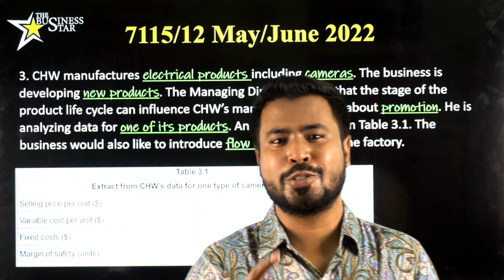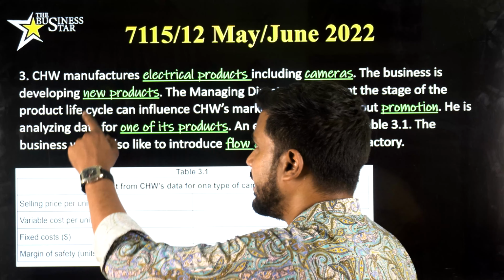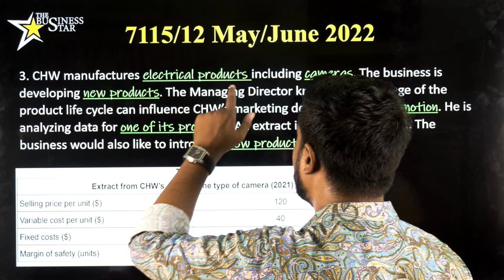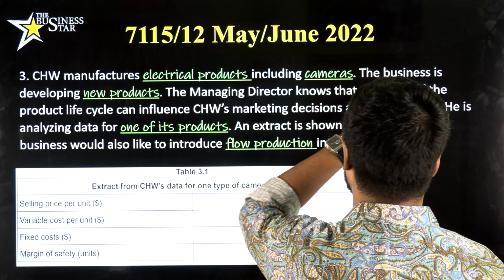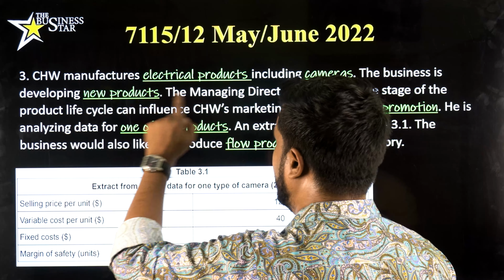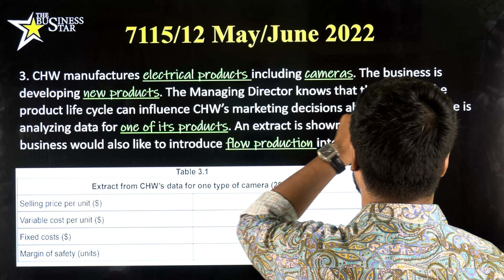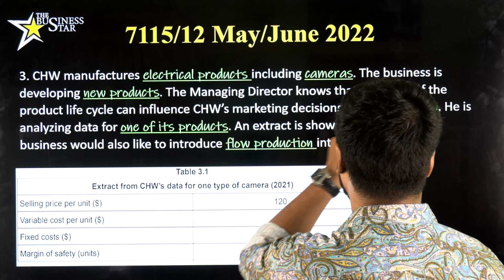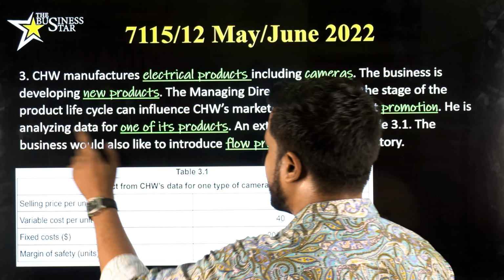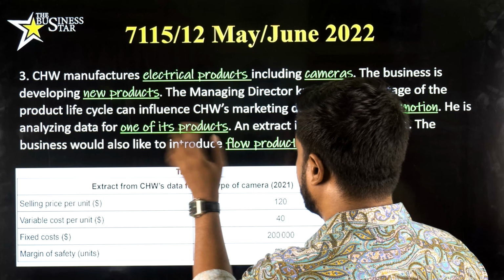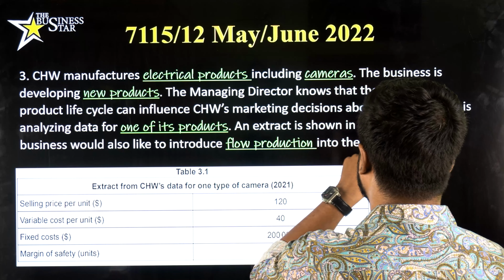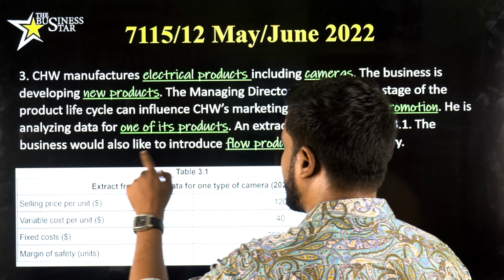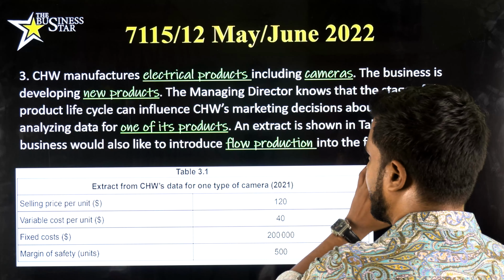So business starts. Moving on to question number 3, which is CHW manufactures electrical products including cameras. The business is developing new products. The managing director knows that the stage of the life cycle can influence CHW's marketing decisions about promotion. He is analyzing data for one of its products. An extract is shown in table 3.1. The business would also like to introduce flow production into the factory.